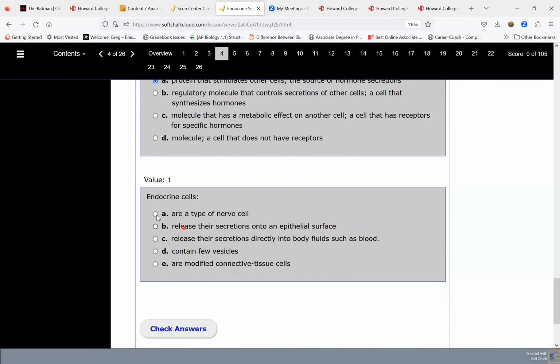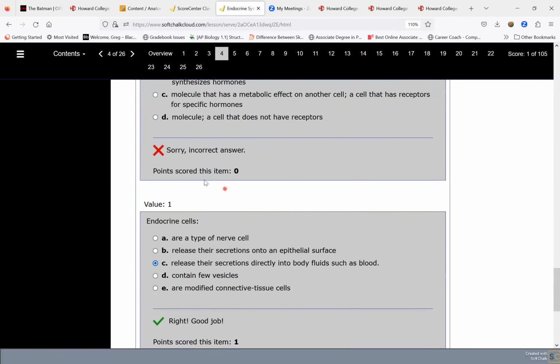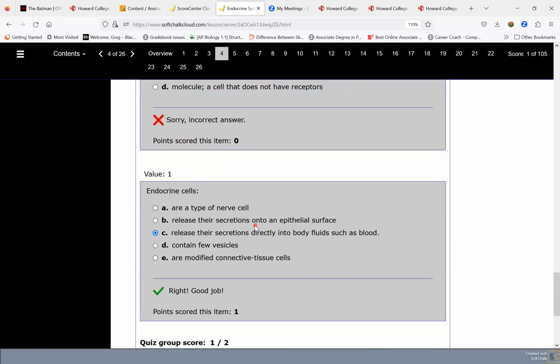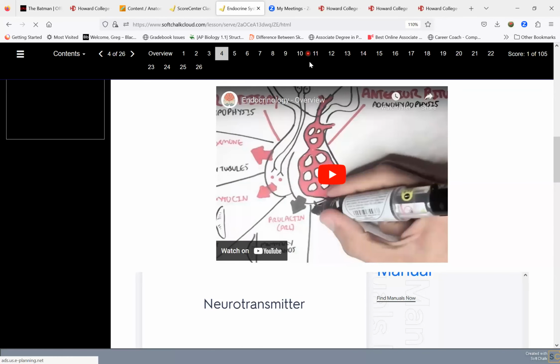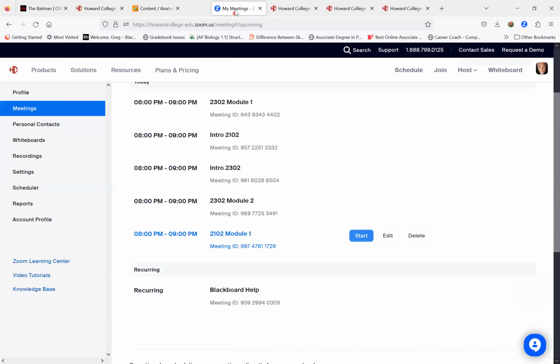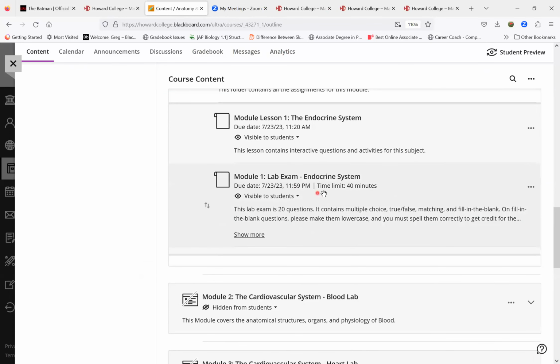And then here are some multiple answer questions. I got one right. I got one wrong. I didn't really read the question, but you can redo these. See, it says retry. So that's good practice for you. In fact, that one's going to be pretty close to the lecture type. And then here are the lab exams.